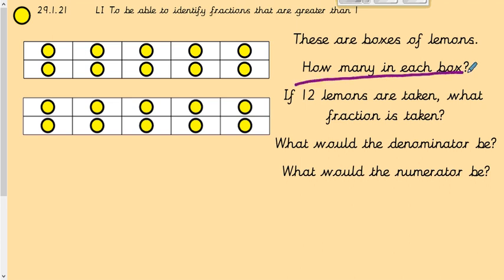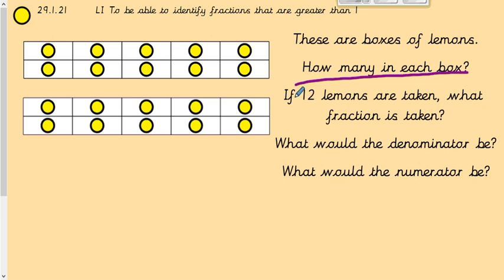So let's look at this question first. So we have 1, 2, 3, 4, 5, 6, 7, 8, 9, 10. So we have 2 boxes of 10 lemons. If 12 lemons are taken, what fraction is taken? What would the denominator be? What would the numerator be?